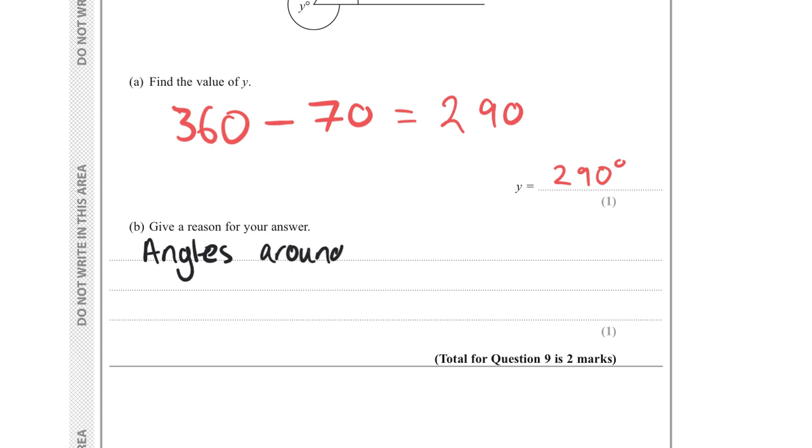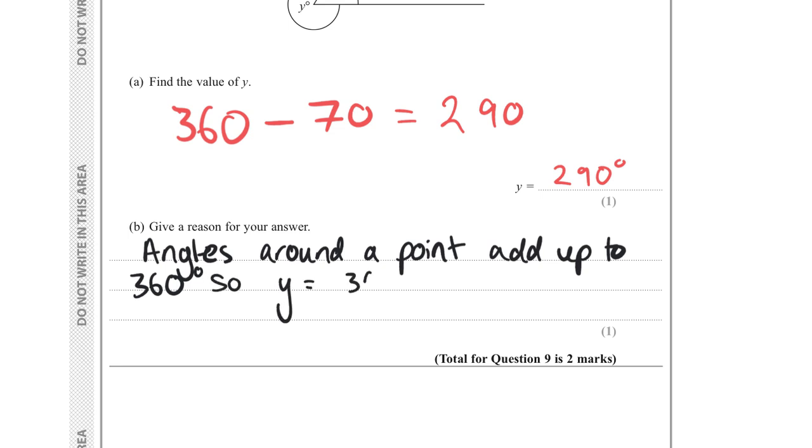Around a point, which is basically saying around a circle, let's be honest, add up to, or sum to, 360 degrees. And if you want to really make it super clear, y equals 360 minus 70, which equals 290. That would be a lovely, lovely answer. Alright, that's number 9.